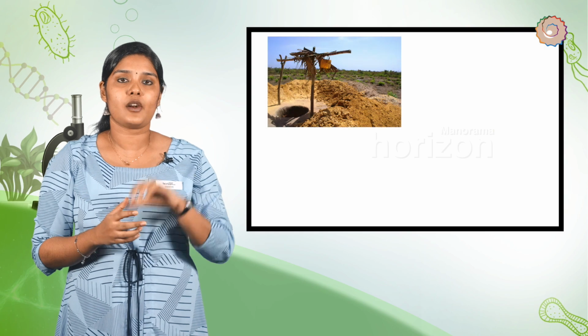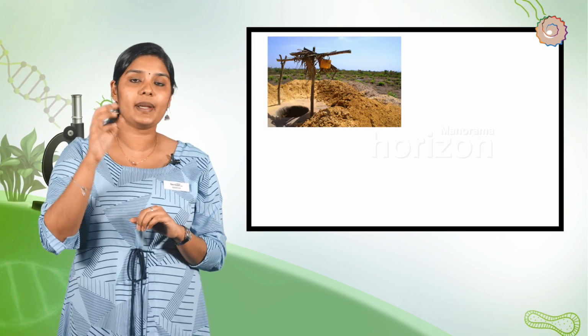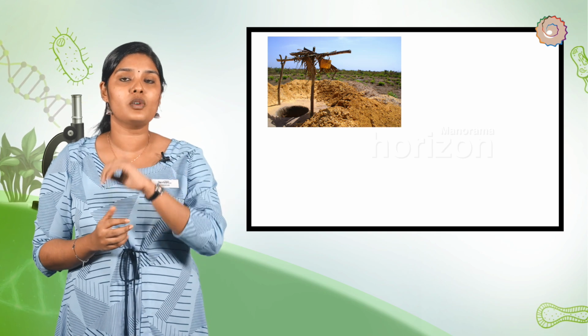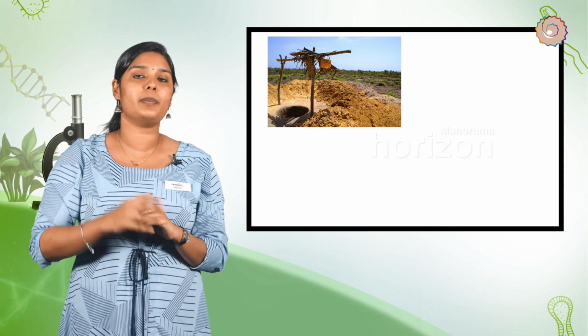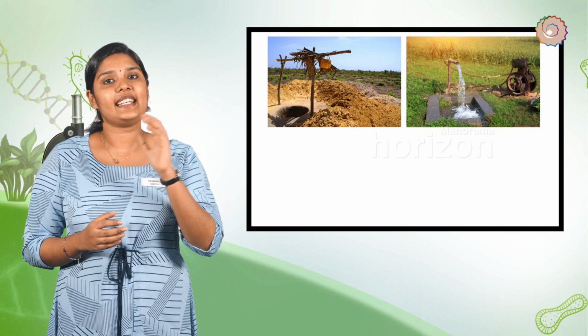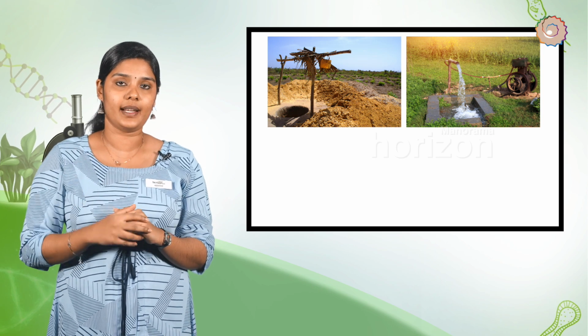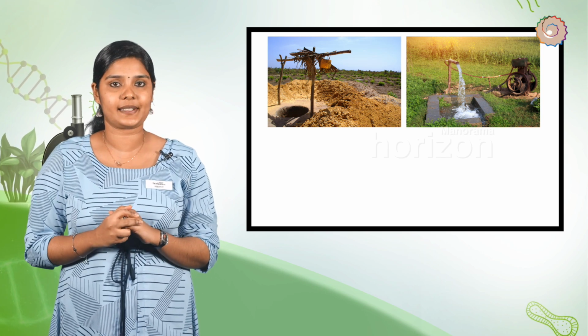Dug wells. They are open wells and get water from water-bearing strata. They soon become dry whenever the water table goes down and are generally owned by farmers privately. Tube wells. Privately owned shallow tube wells are mostly run by electrically operated or diesel operated pump sets.